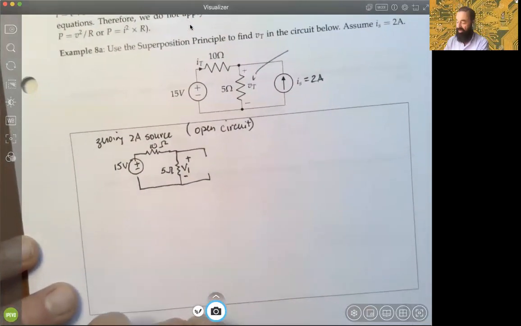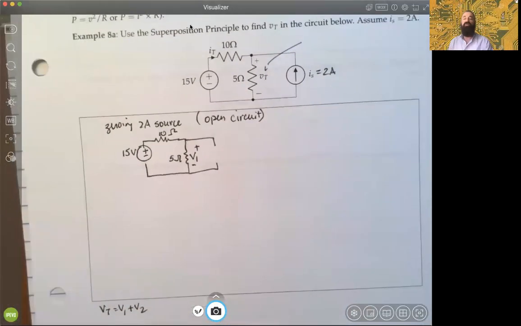We're going to obtain it as a sum of 2 responses. Why 2 responses? Because you have 2 independent sources. So the number of terms in this sum will be how many independent sources you have, because you want the response associated with each of them separately. So right now we're just trying to get the response associated with the voltage source, and we're calling that V1.